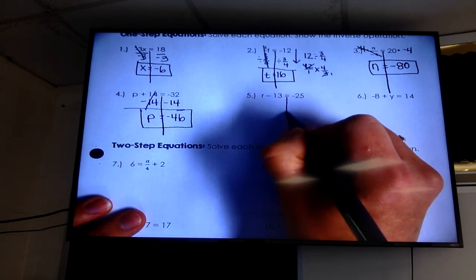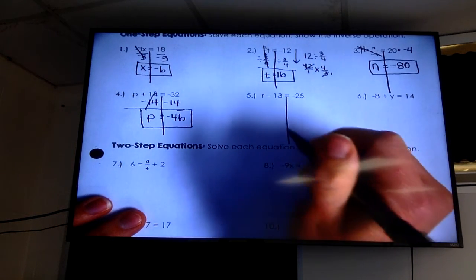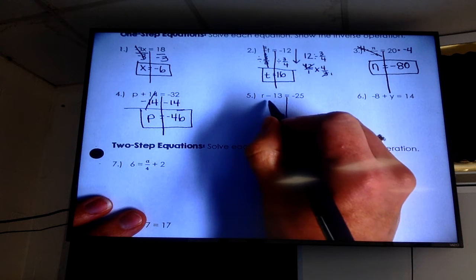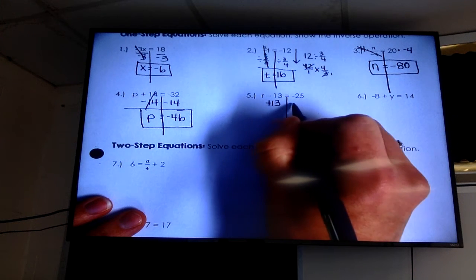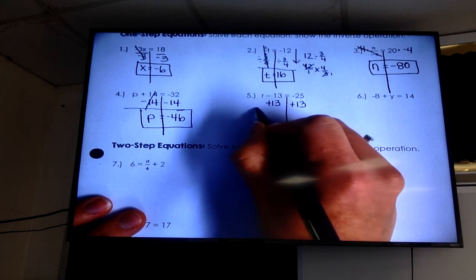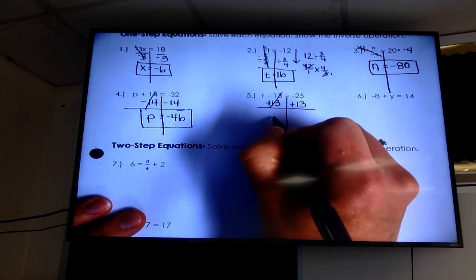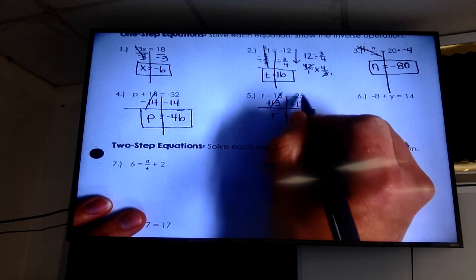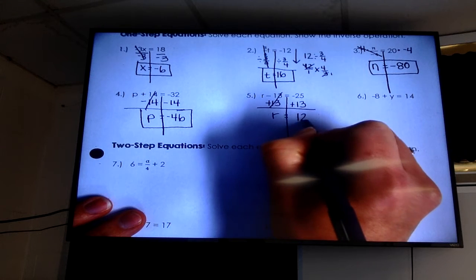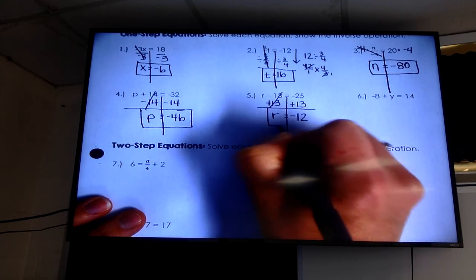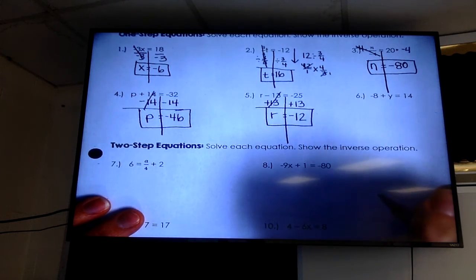Number 5, R minus 13 equals negative 25. Drop my line. I see a negative 13, so I need a positive 13. So I have R equals, signs are different, so I'm going to subtract and take the sign of the larger number. R equals negative 12.